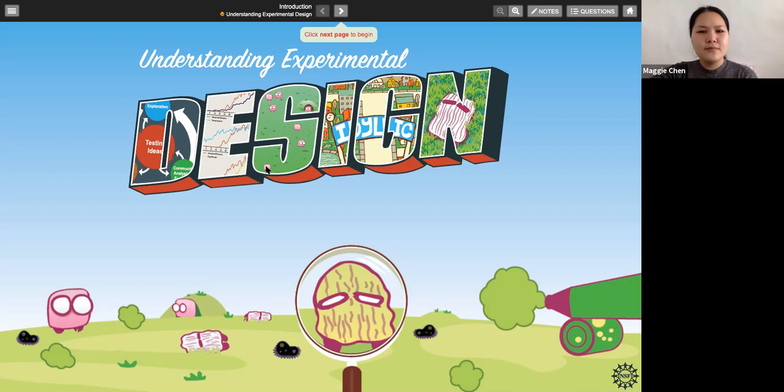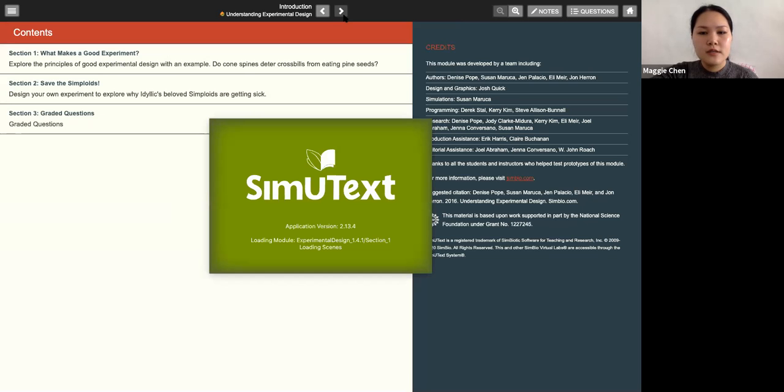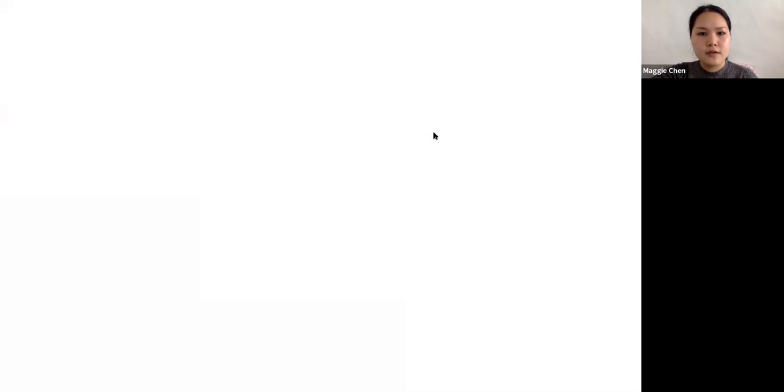But right, if you click into understanding experimental design, on the next page over we're given the main homepage, the contents. There are 3 sections in understanding experimental design. We're not doing section 3, just section 1 and 2. So the first breakout room, you're just doing section 1. Let me show you the layout of everything.